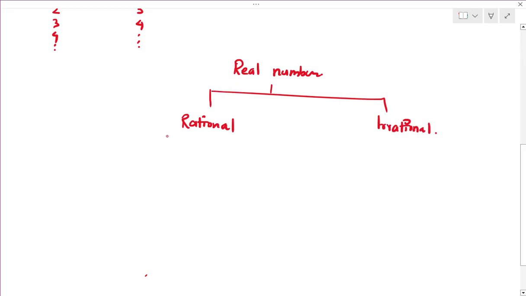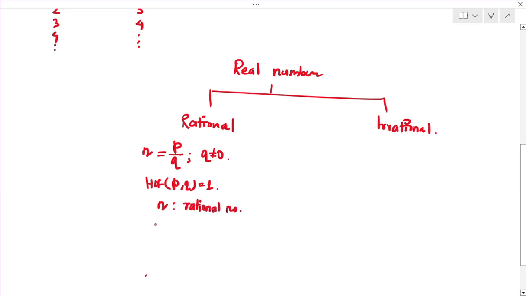Now what is the concept of rational and irrational? In bookish language, rational means any number that can be written in the form of p by q, where q is not equal to 0 and p and q are co-prime. P and q co-prime means their HCF must be equal to 1. Then that number p by q, say n, is called a rational number.